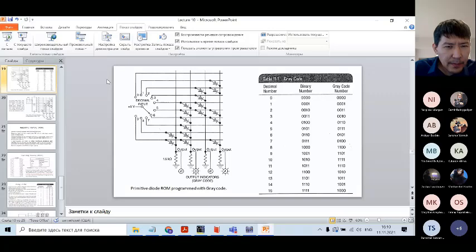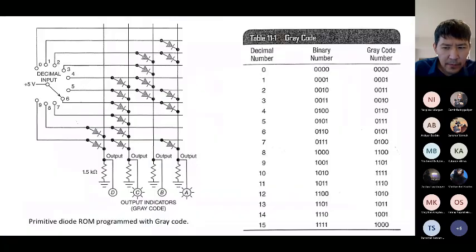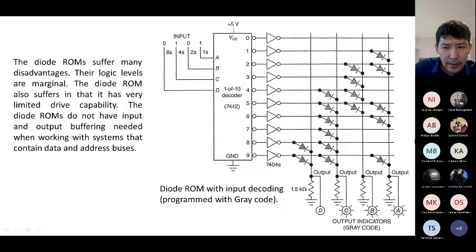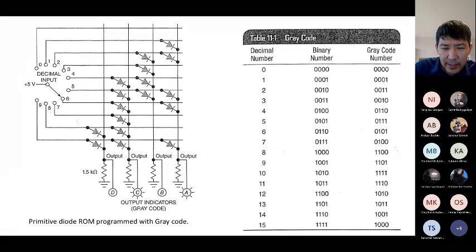I have a few slides to share with you. So I just showed you this example: how you can assemble a simple ROM that, when you power on, can convert from decimal to gray code.